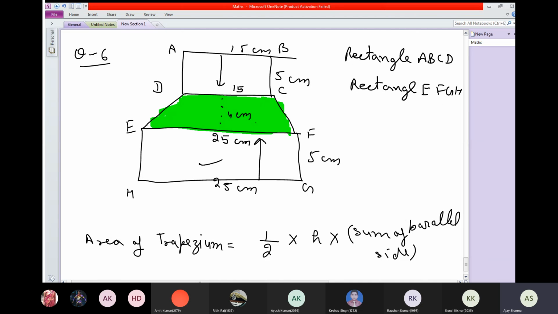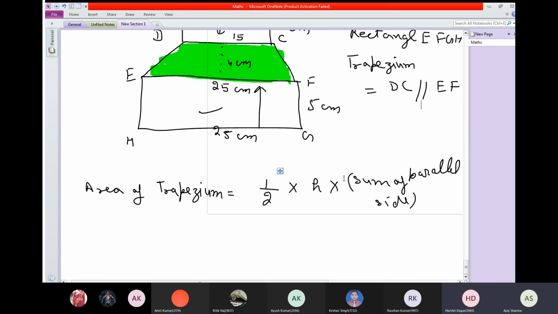Done. What do you have to do? Now see the trapezium. What is the trapezium? Its parallel sides are DC and EF. These two sides are parallel. Now, one side is 25 and one side is 15.